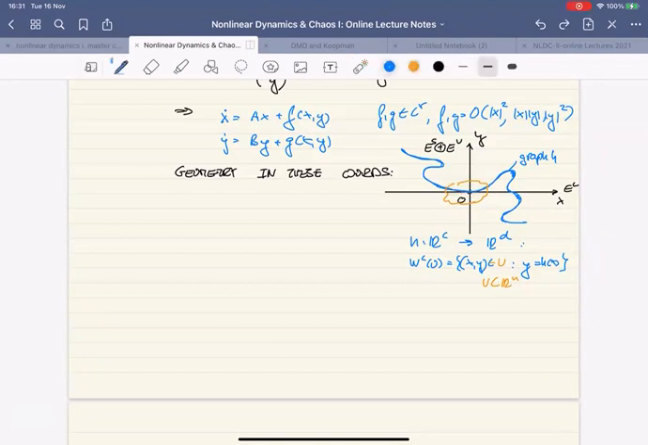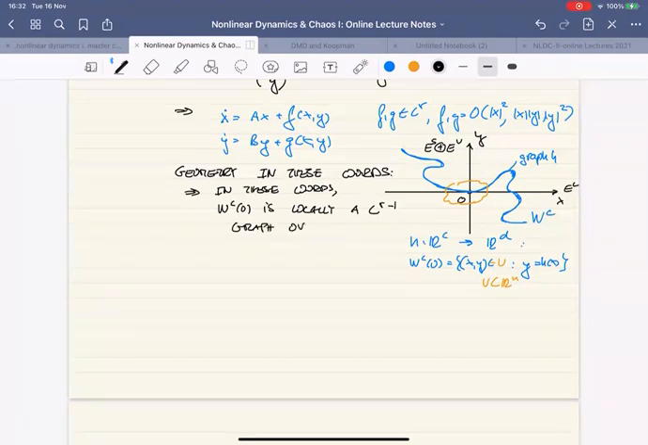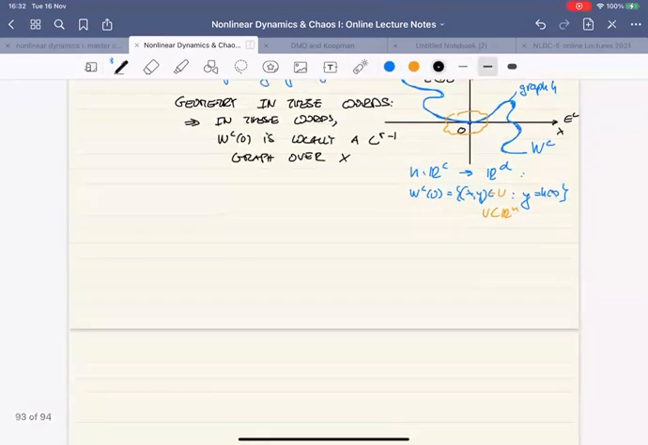So this would be, okay. And the conclusion is that in these coordinates, W center of 0 is locally a C^(r-1) graph over X, the X subspace. Okay, and the C^(r-1) just comes from the statement of the center manifold theorem. I cannot guarantee more in general, in specific cases, perhaps.